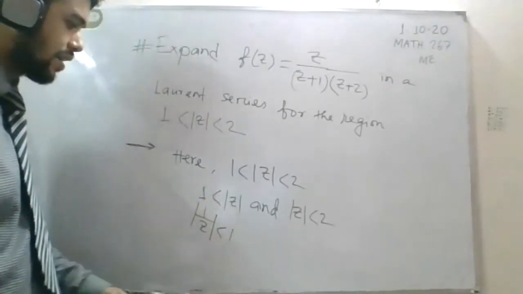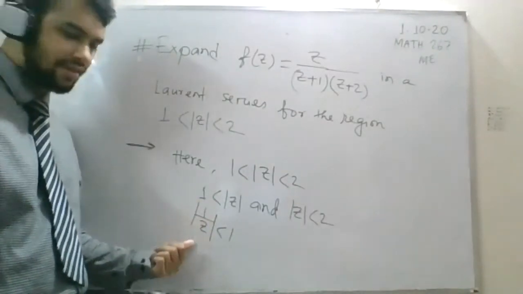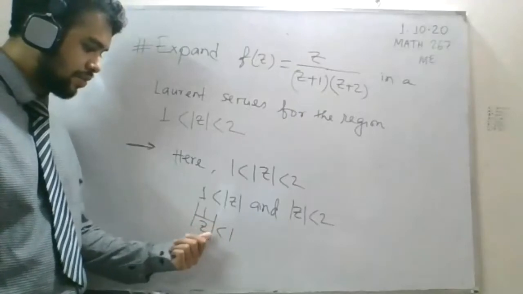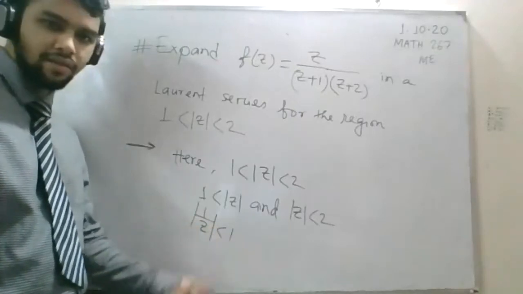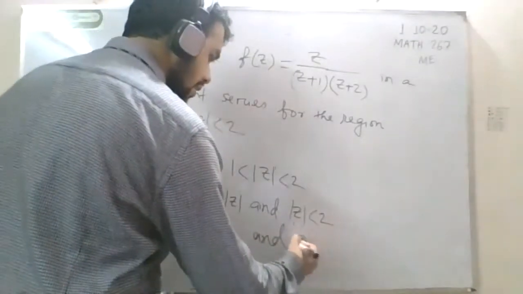So you have to divide these things by modulus of z, because you have to make this thing less than 1, and also here you can show.